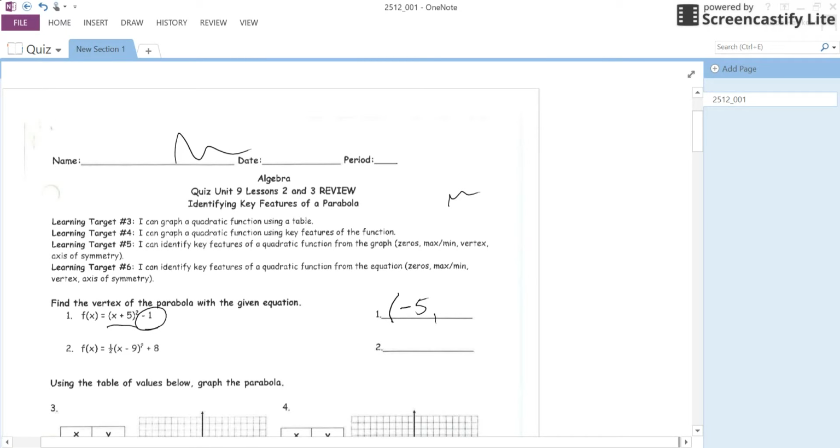Here is the y-coordinate, so -1. All right, for 2, again in vertex form, so the opposite of what's inside the parentheses, and exactly what's outside. So it's just 9, 8.